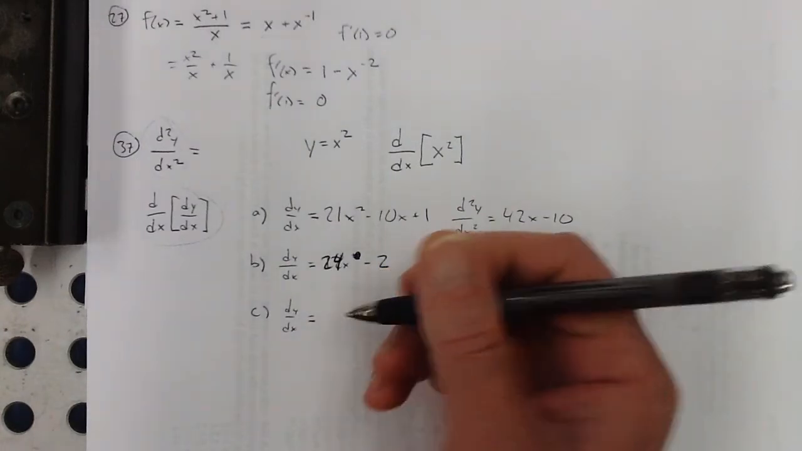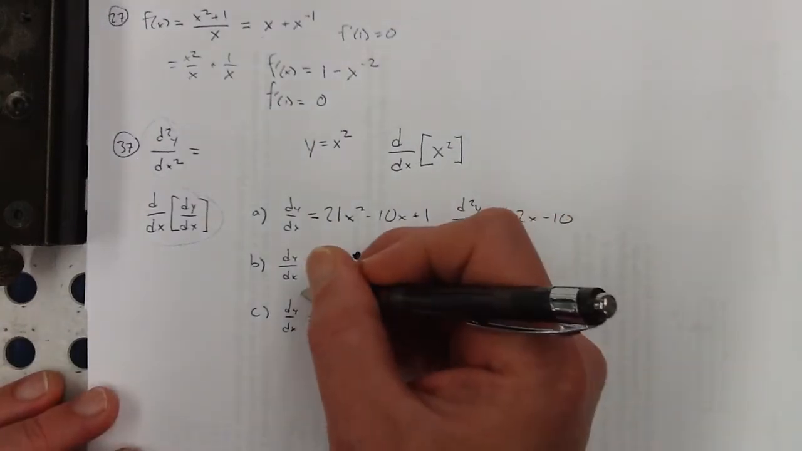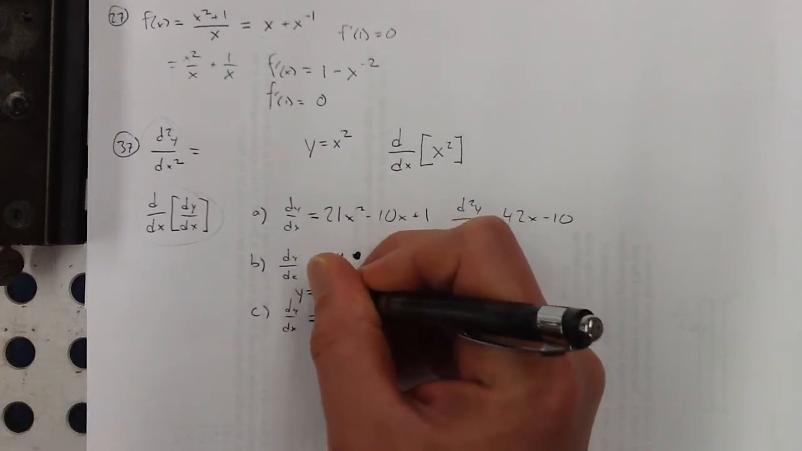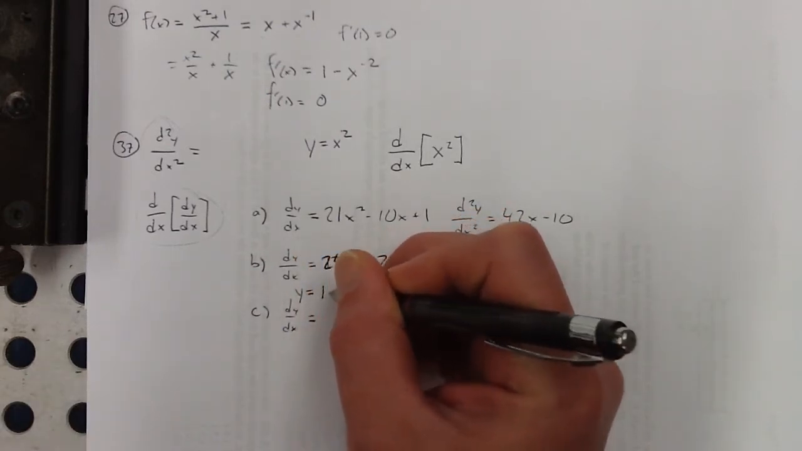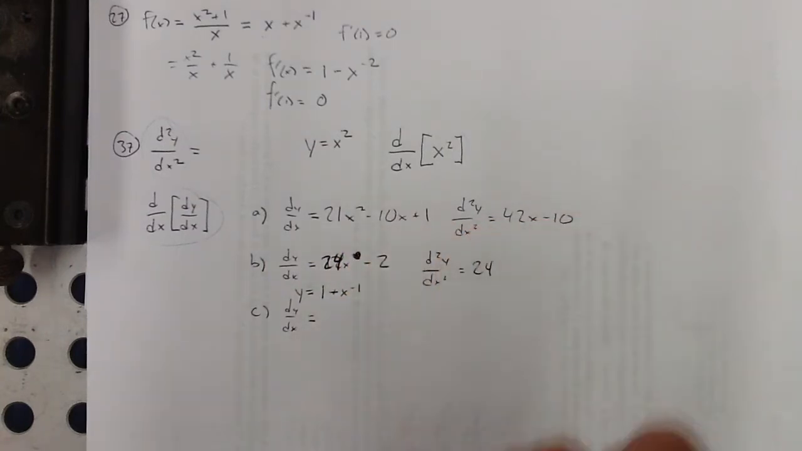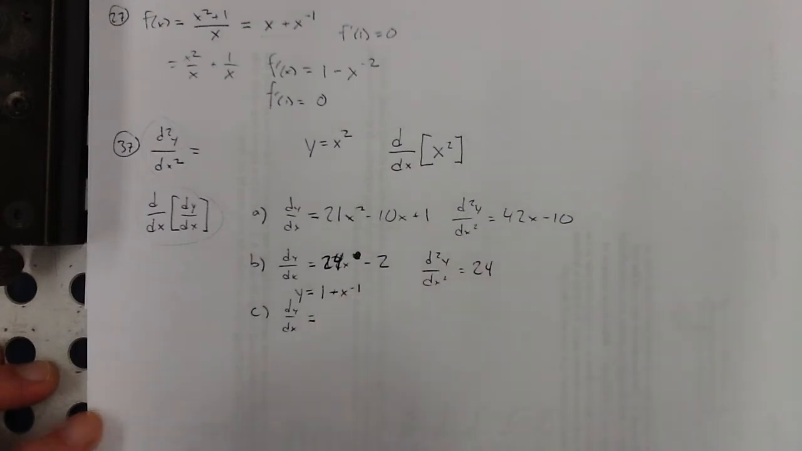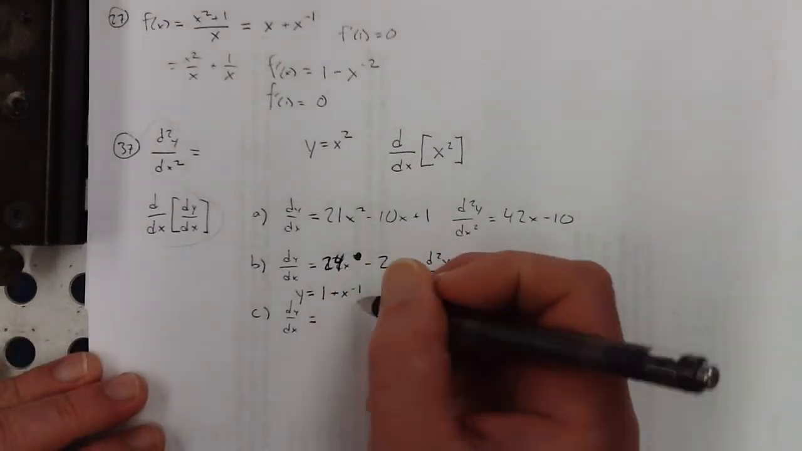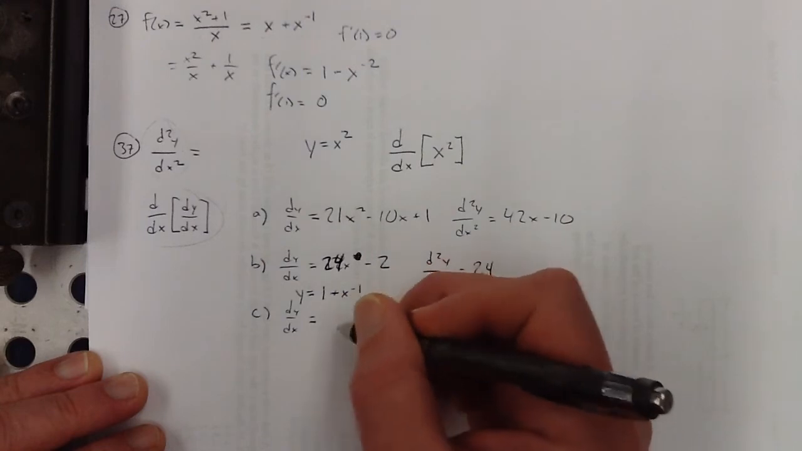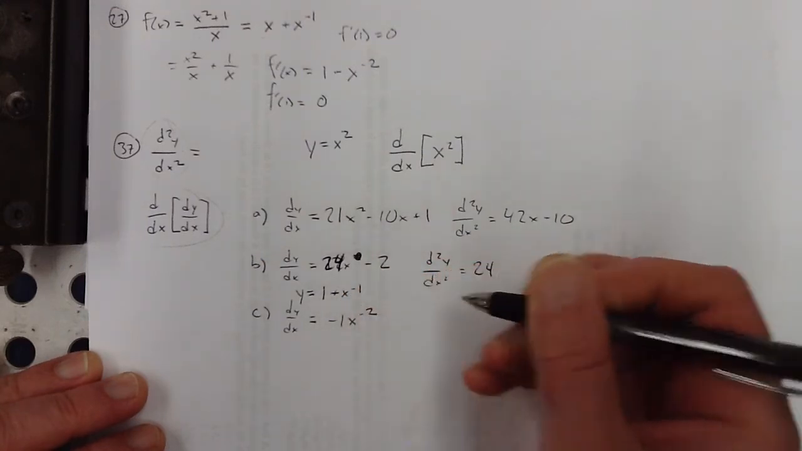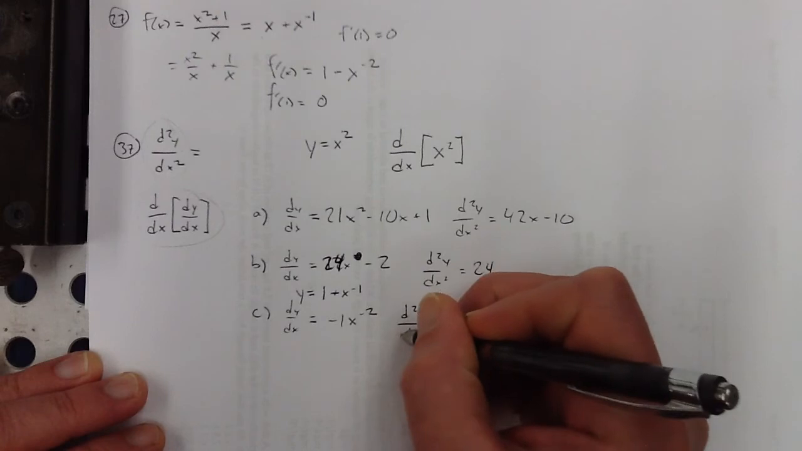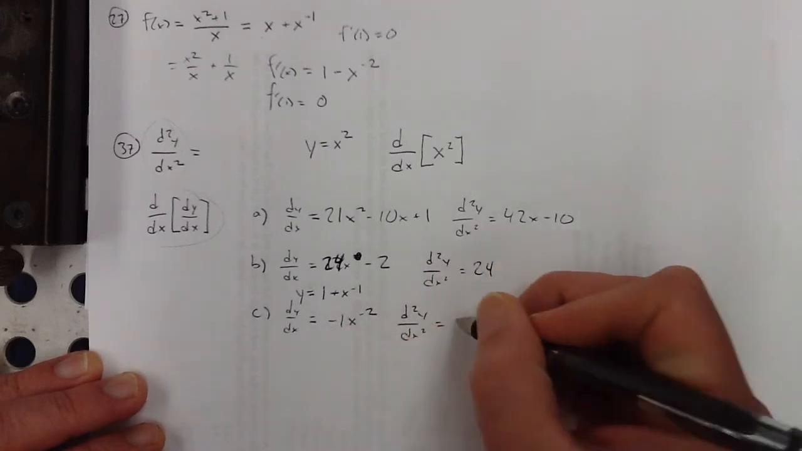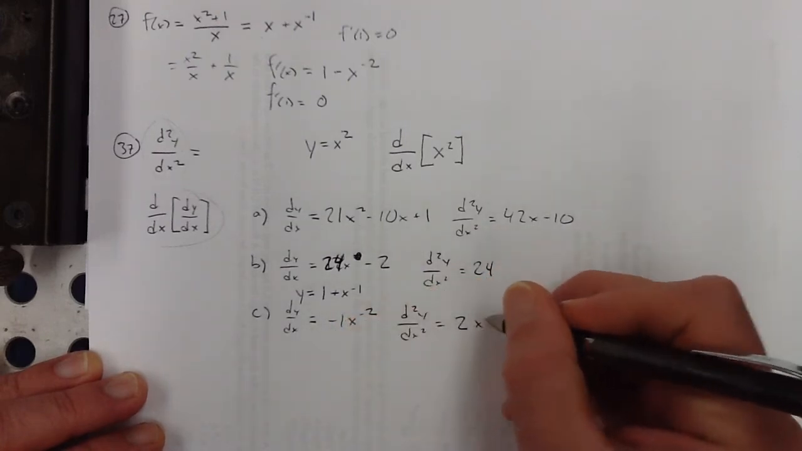C, dy dx is, oh, okay, so before I do that, maybe I need to do one step. I'm going to sneak it in right here. Y equals, I need to divide through by that x. So that's really 1 plus x to the negative 1. I need to do that because I don't have a rule for quotients like that. I will after the next section. But even if I did have the rule, it's so easy to simplify it to this. This is definitely easier. So the derivative of 1 is 0, and then negative 1x to the negative 2. And then the second derivative is 2 positive x to the negative 3.